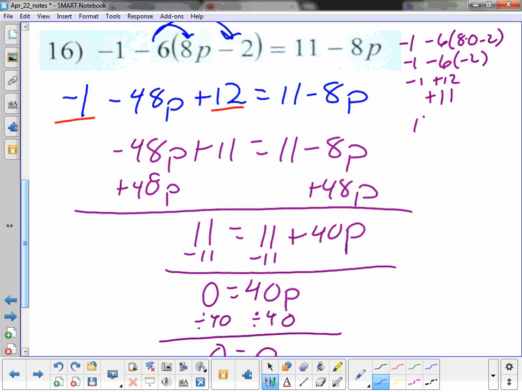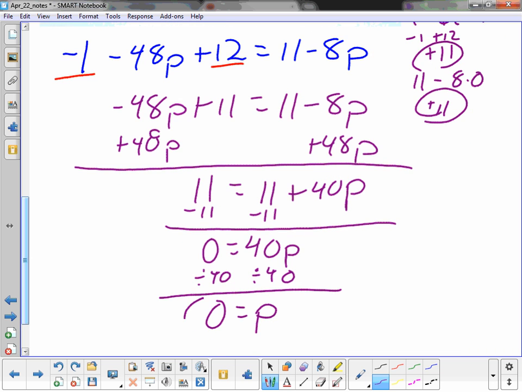On the other side, I have 11 minus 8 times 0. 8 times 0 is 0. So I get 11 minus 0, I get 11. And that's a positive 11. So those are equal. So for problem number 16, I ended up with 0 equals p.